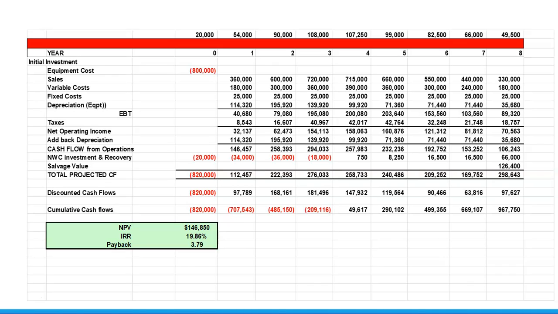We can then discount those cash flows back and get our net present value, look at what the payback period is, and the internal rate of return for that project. So this cumulative cash flows, that is calculating the payback period. So that's where we calculate that the payback period is 3.79 years. The discounted cash flows here are what are used for the net present value and internal rate of return calculations.